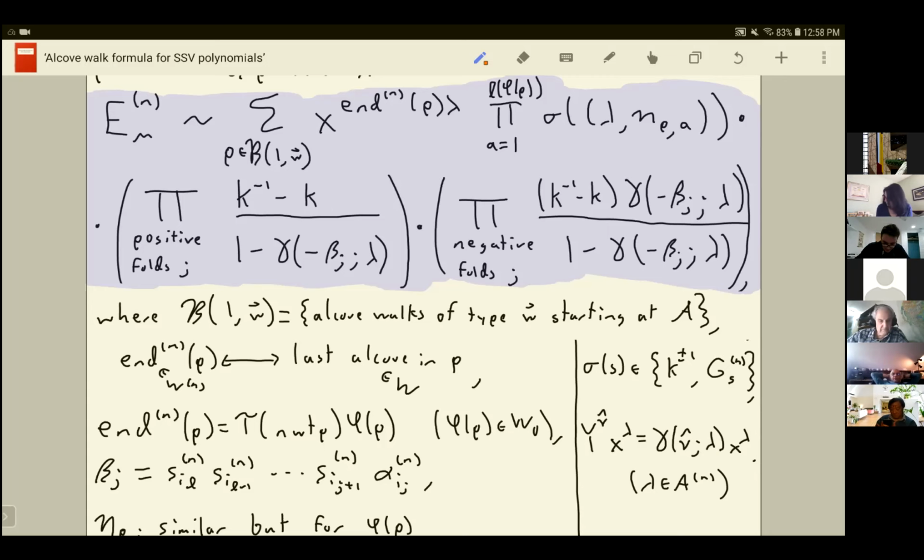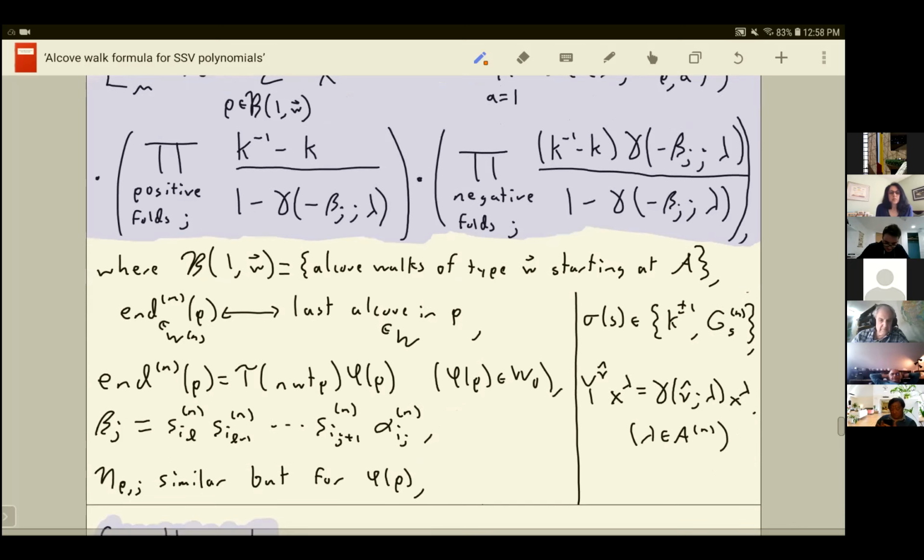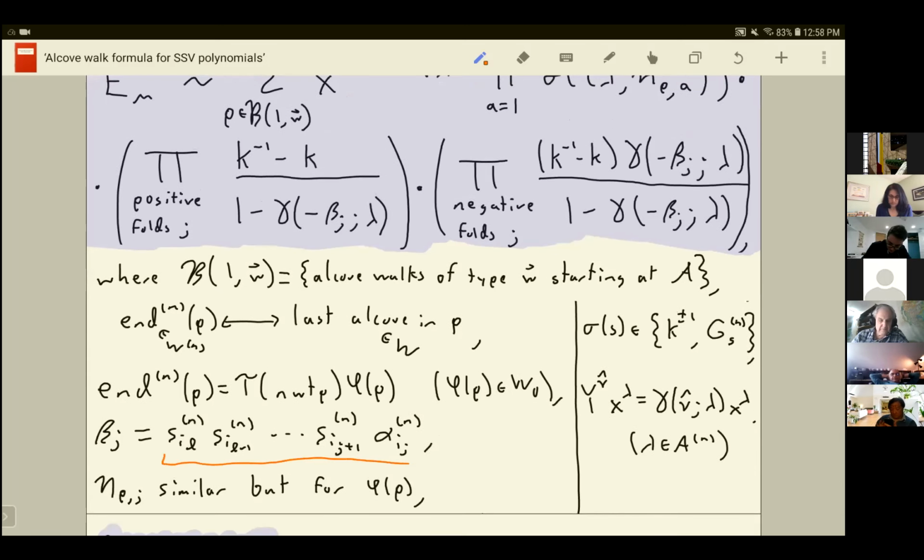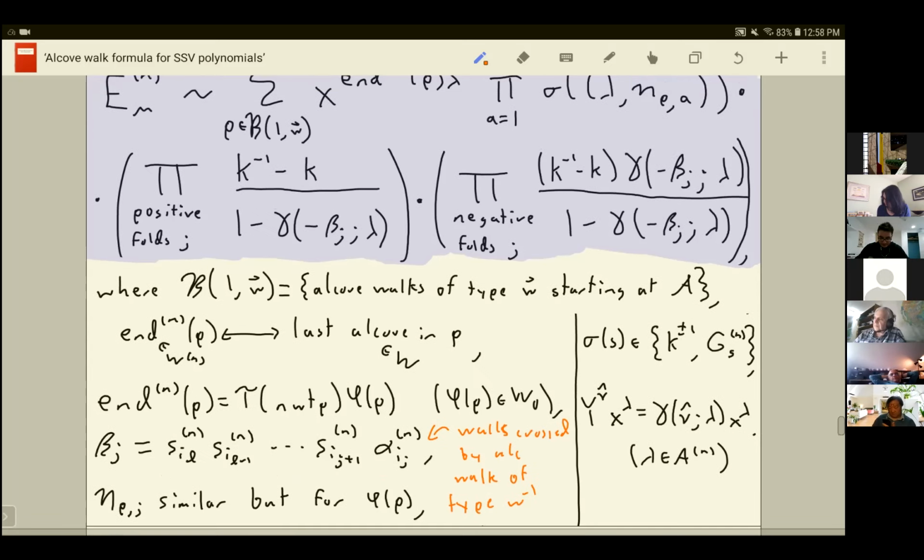And there are these betas floating around and some etas. The betas, you can define them like this. What they really are is they're the walls crossed by an alcove walk of type W inverse. So if you sort of reverse the alcove walks that we're considering, these will be the walls that they pass through. The exact form of this doesn't matter for our current discussion, but that's what's happening.